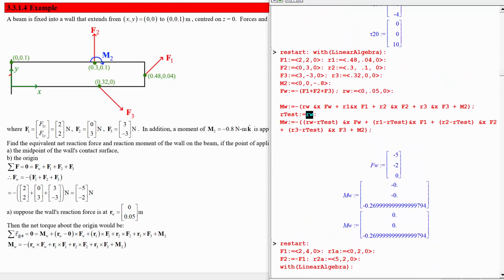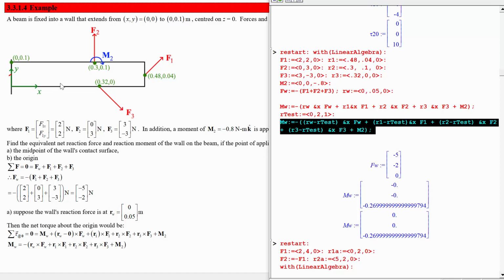What if we picked a different point? We picked 0, 2, 1. Sure. Any point you like, whether it's on the object or not, will still give you the same reaction moment that the wall needs to apply. Because the whole idea is that the wall is applying this so that there's no net torque about any point.